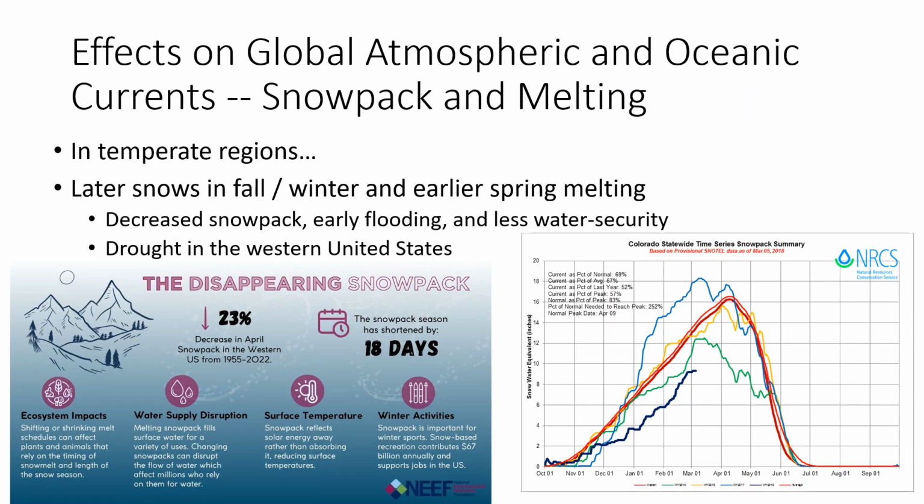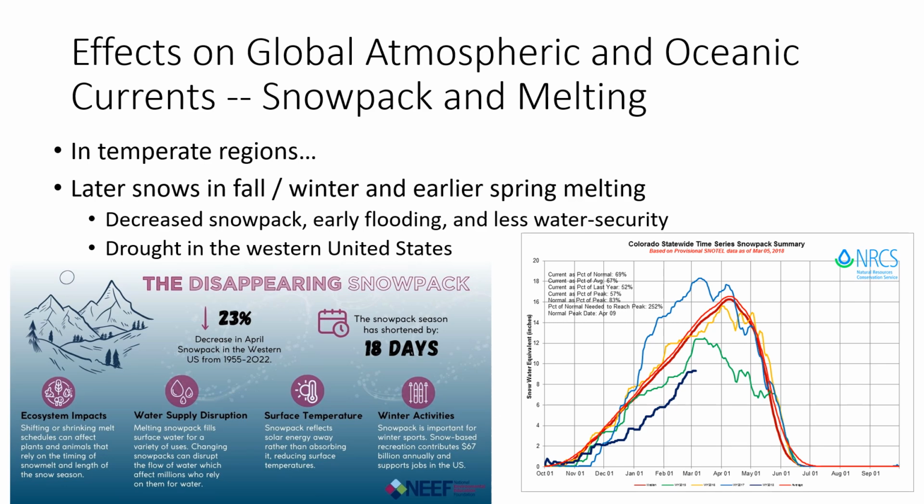And since we're talking about surface waterways and precipitation, let's talk about snowpack. In temperate regions, we have snowpack. Snowpack is, especially in the mountainous areas, the snow that accumulates over the course of the winter and packs down into ice, or at least packs down into really condensed snow.